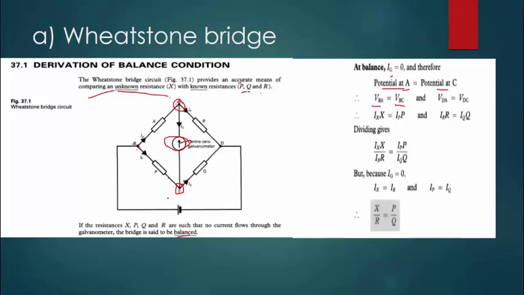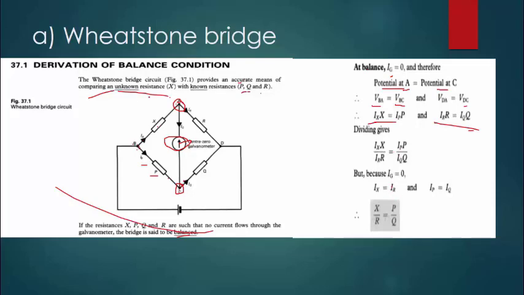Again VAD ni sawa na VCD au VDC. But we know that VBA ni sawa na current that passes through X times the resistance X, Ix times X. And VBC should be Ip times P, similarly to the other. So when you take these two equations and you divide, Ix X divided by Ir R is sawa na Ip P divided by Iq Q, ili tupate relation ya the four resistors at balance point.